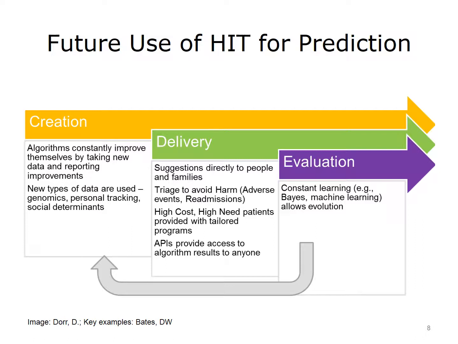Delivery will increasingly go to multiple parties, people and families, providers more directly through application programming interfaces, or APIs. In fact, universal APIs are now being built on standards like Fast Healthcare Interoperable Resources, or FHIR, and others. As David Bates and colleagues point out, patients will be more quickly triaged in healthcare settings to determine urgency in treatment, as well as to avoid harm from adverse events from drugs and readmissions from complications.